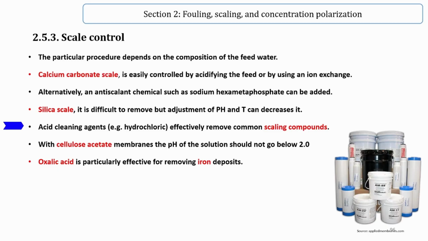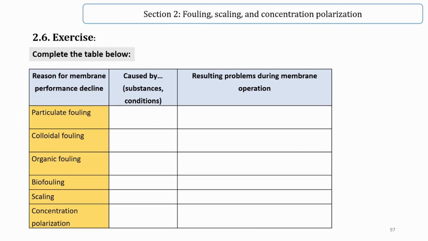Acid cleaning agents such as hydrochloric, phosphoric, or citric acids effectively remove common scaling compounds. With cellulose acetate membranes, the pH of the solution should not go below 2, or else hydrolysis of the membrane will occur. Oxalic acid is particularly effective for removing iron deposits.